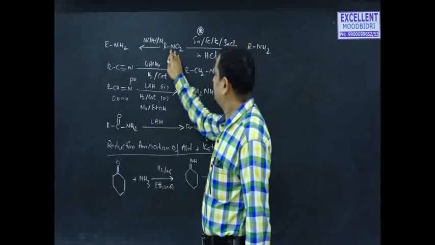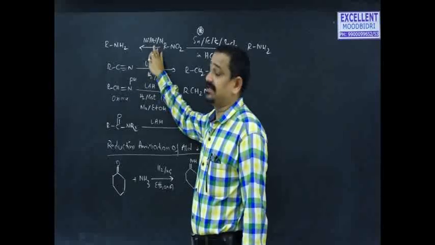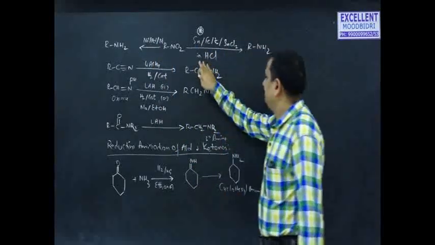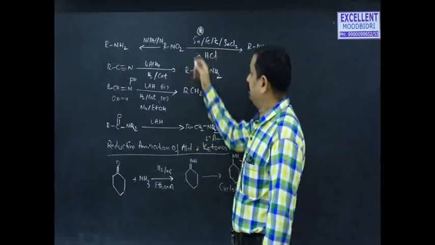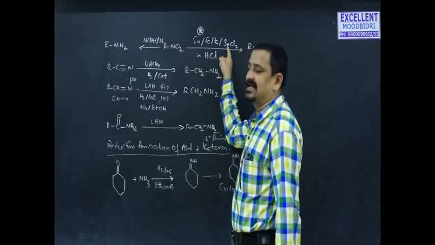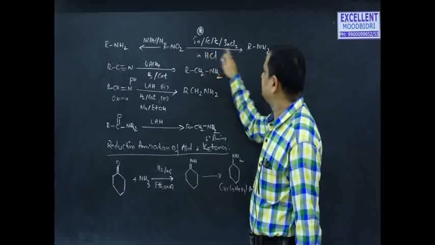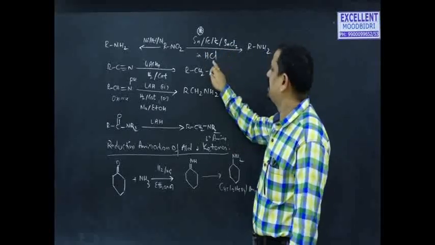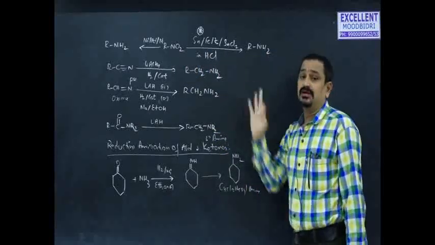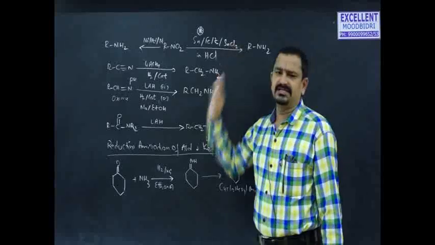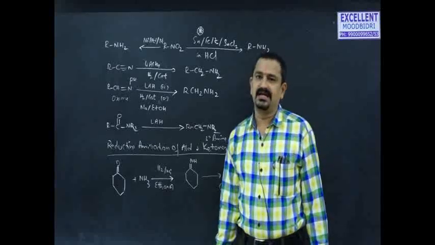How? Nitro compounds can be reduced to the corresponding amines either by catalytic reduction in presence of nickel, palladium or platinum, or using an acid and less expensive metals like tin, iron, zinc, or stannous chloride, SnCl2. In presence of any one of these less expensive metals and HCl or an acid, nitro compounds can be readily reduced to amines. This is one of the best methods, just similar to the previous one, Gabriel phthalimide synthesis.